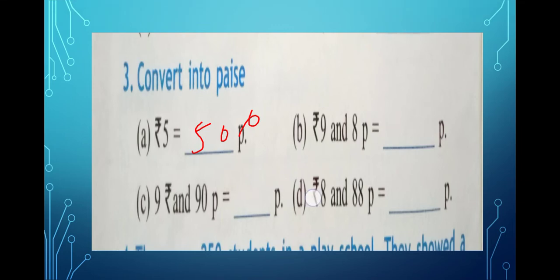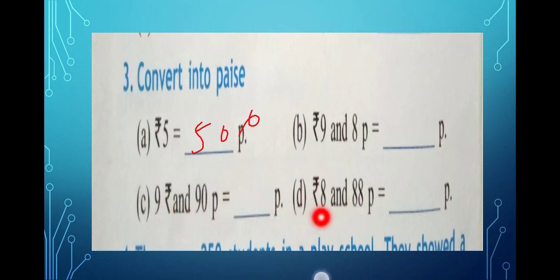Now here it will be 9 rupees and 8 paisa. How much will it become? It will be 908 paisa. So children, you write here 908. Okay. Now number C. 9 rupees and 90 paisa will become how much? 990 paisa. So you write down 990 here.